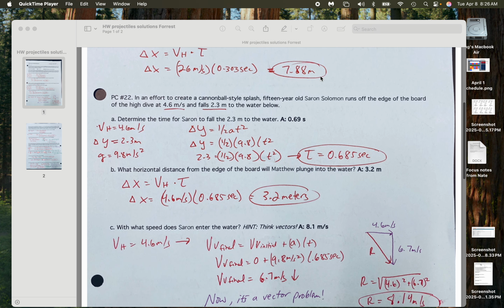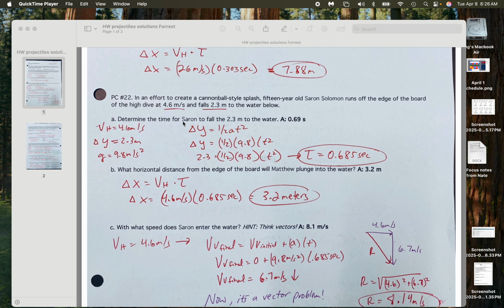For PC22, I'm sorry that I used someone different last year, so we'll assume that Saran and Matthew are the same person. I know that's odd. Anyhow, similar situation as what we had before. Saran is leaving the high dive at 4.6 meters per second, I'm going to assume horizontally, and then falls 2.3 meters down in the water below. So this is the initial information.